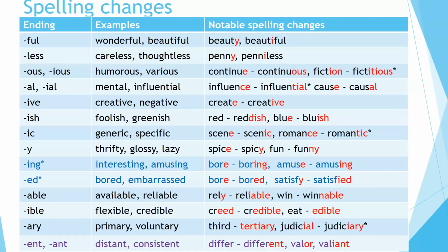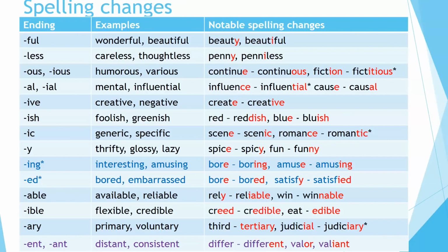Cause, causal. Notice we're dropping the final E here to add the AL ending. Cause can be a verb or a noun. Causal is an adjective. IVE: creative, negative. Create with a final E. The silent E is dropped and IVE is added.